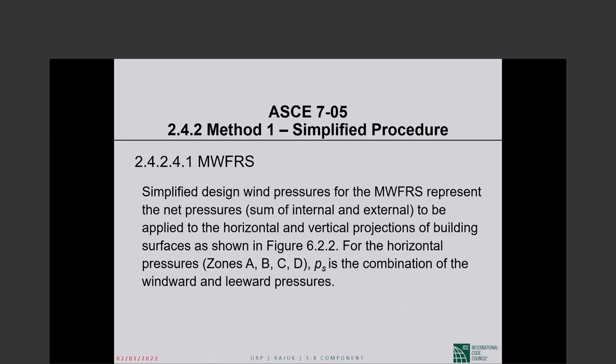So simplified design pressures for the main wind force resisting system represent, this is important, the net pressure, sum of internal and external, to be applied to the horizontal and vertical projections of building surfaces as shown here. For the horizontal pressures, P sub S is the combination of the windward and the leeward pressures. Horizontal, the internal pressure cancels out anyway. And the P sub S value that is given is the combination of the windward pressure and the leeward suction. So this is all you apply on the building.